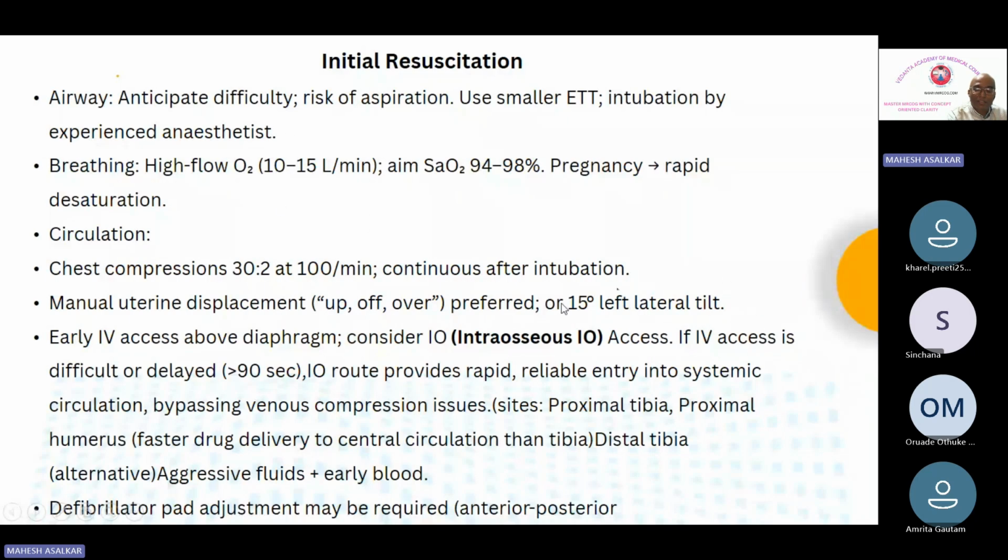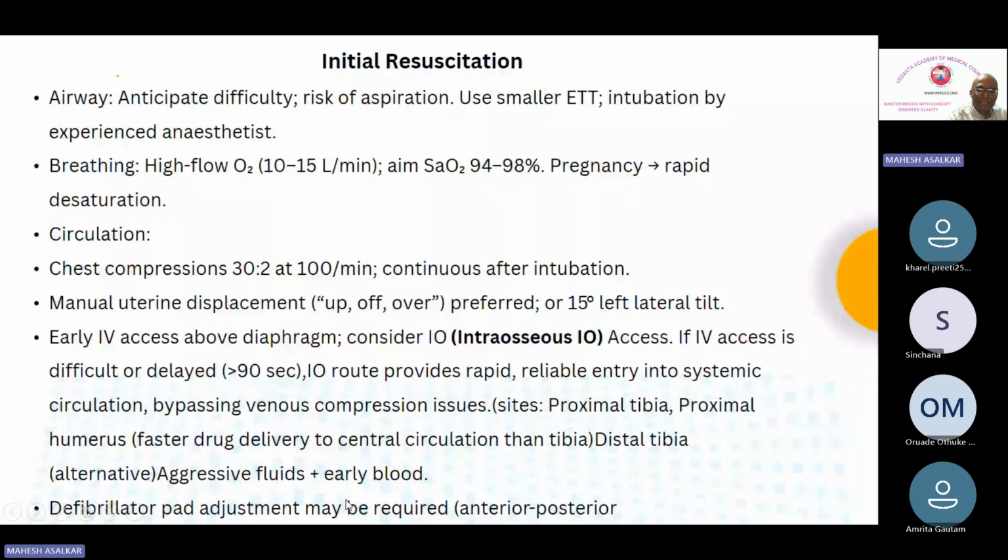This much is done. The patient has got cardiac arrest. So the first thing you do is always summon help, but manual uterine displacement, never forget, because this is very specific for pregnant women. Then early IV access above the diaphragm. And if you are having difficulty, then consider intraosseous fluid replacement. Okay, if IV access is difficult or delayed for more than 90 seconds, you go for the intraosseous route, because it is rapid, reliable, with direct entry into the systemic circulation. You can use the proximal tibia, proximal humerus, or distal tibia. These are the sites. Okay, and the defibrillator pads you need to adjust, like the anteroposterior position of the defib pads.